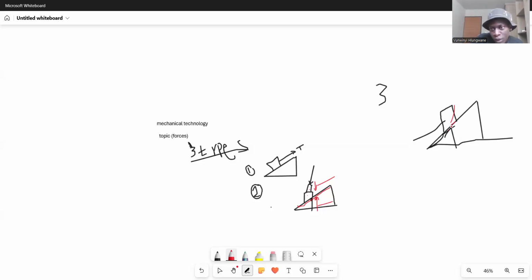Because it needs to go downwards, but the surface acts like a frictional force. When you go that side, it opposes you. That means if you are pulling that side, it also pulls you back.